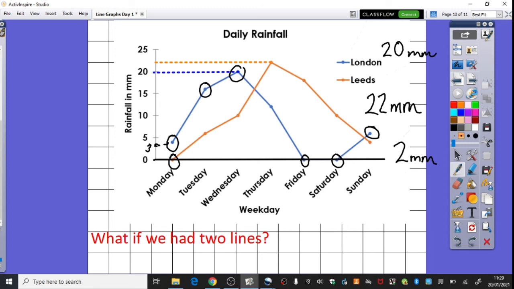We'd like you to work through a series of different line graphs and have a go at answering those questions. We look forward to seeing your work later.